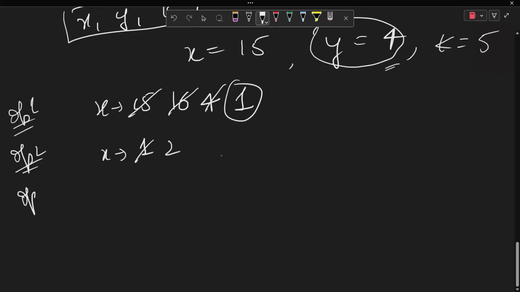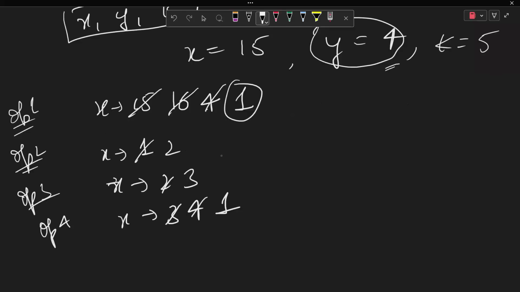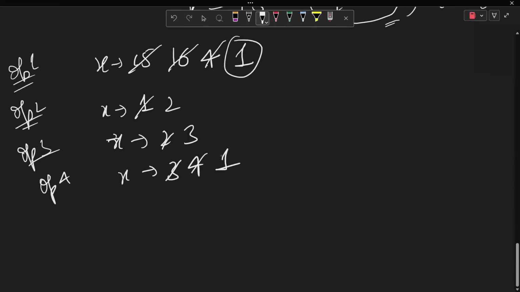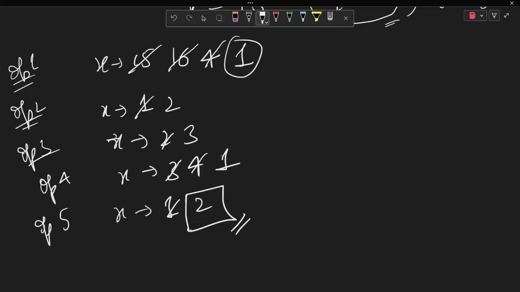Likewise, for the third operation, we make x from 2 to 3. 3 is not divisible, so we stop. Fourth operation, x is 3, made 4. Now 4 is divisible by 4, so it becomes 1. Then in the fifth operation, x is 1 and it is increased by 1 to become 2. 2 is not divisible. So finally, the x we got is 2, and 2 would be our answer in this case.